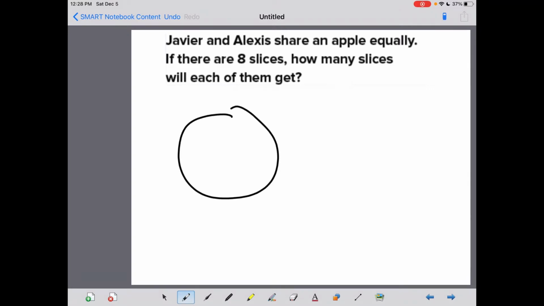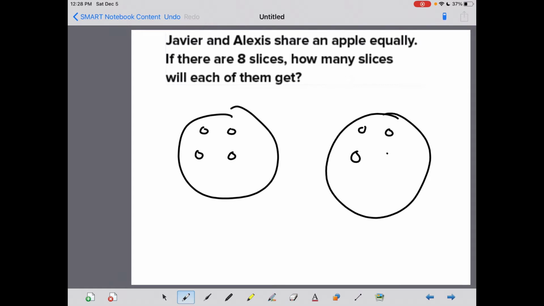So I'm going to take my 2 people, Javier and Alexis, and now I'm going to take my 8 slices and divide them equally into 2 different groups. 1, 2, 3, 4, 5, 6, 7, 8. So I know that 8 slices divided by 2 people is going to be 4 slices each.